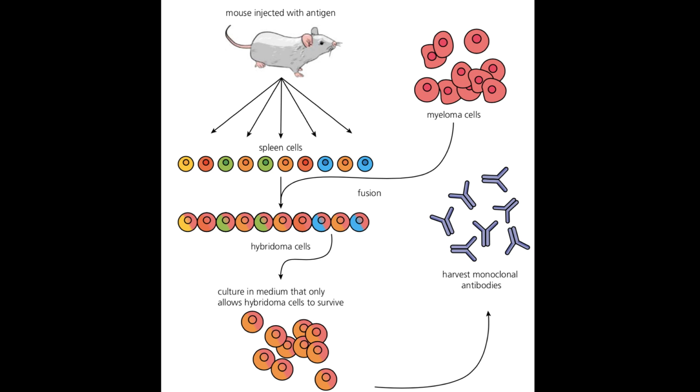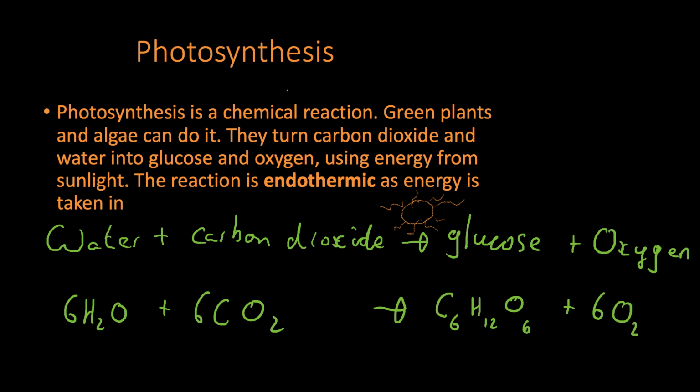Okie doke. And so finally, this is pretty much the last section, right? We're going to have a look at photosynthesis and respiration. So photosynthesis is a chemical reaction, right? Green plants and algae do it. They turn carbon dioxide and water into glucose and oxygen, right? Using energy from sunlight. This is an endothermic reaction. Endothermic just means a reaction in which energy is taken in from the surroundings.